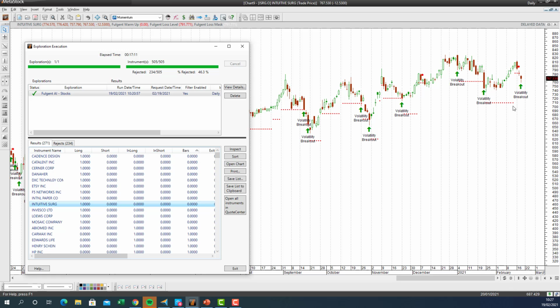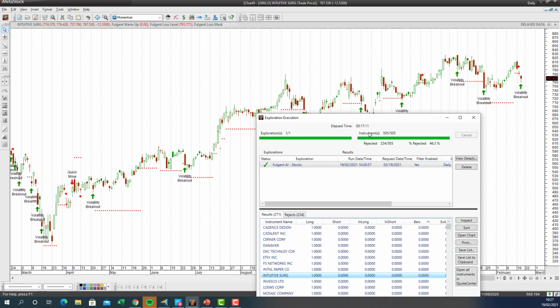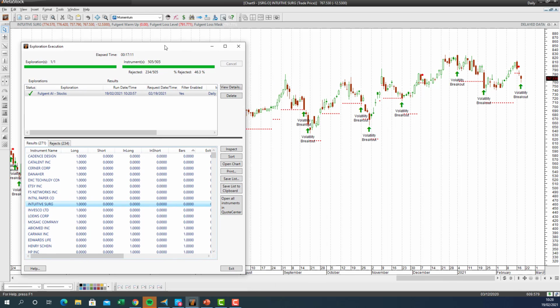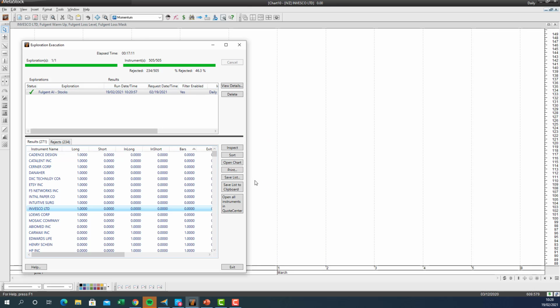Fantastic volatility breakout, huge moves. Back here in March. Oh, wonderful. Look at all these nice trades the AI has generated. Invesco Limited.